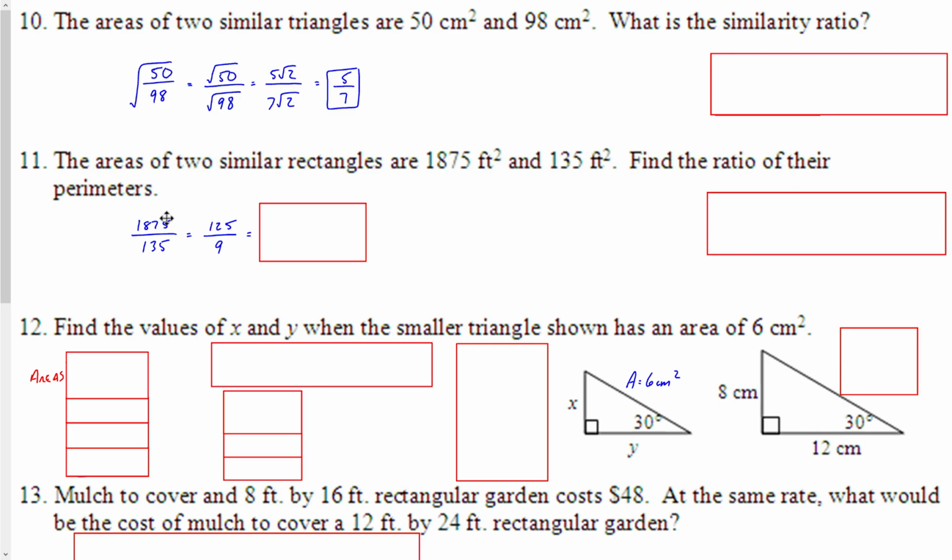So I've reduced 1,875 over 135. I use my calculator if I need to, so that I have now a ratio of areas, still areas, of 125 to 9. Now I would take the square root of that to get it down to the similarity ratio, which is the same as the ratio of the perimeters like we were asked for. So the square root of 125 I would need to put in simplest radical form, and the square root of 9 is just 3. So 5 square root of 5 over 3 would be that ratio of perimeters.